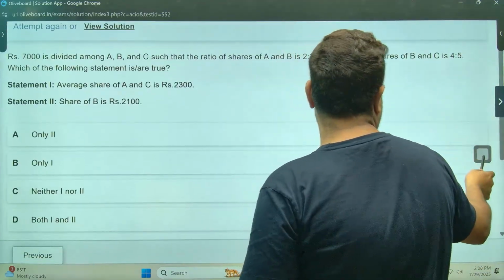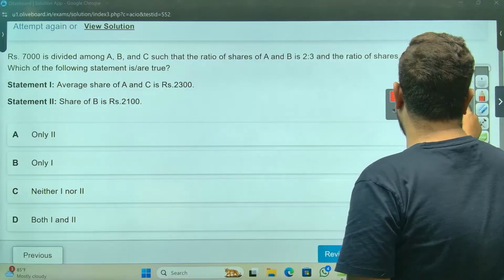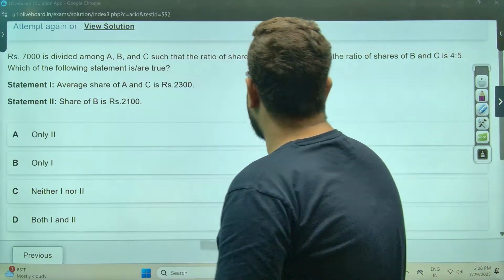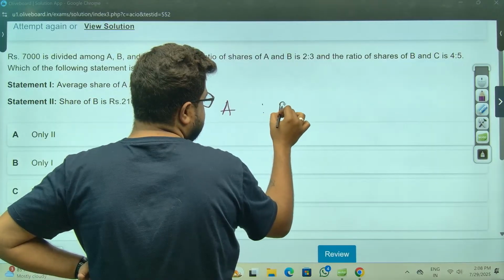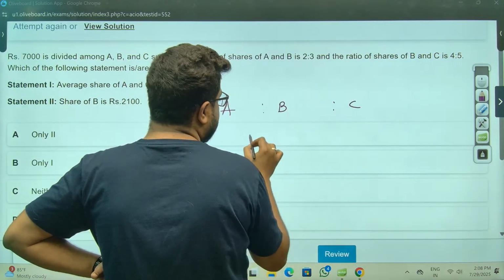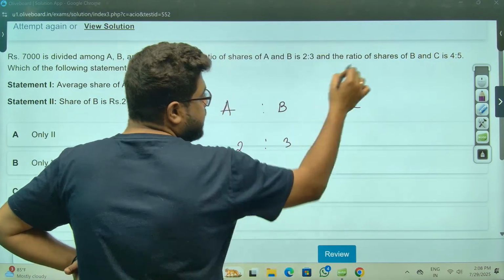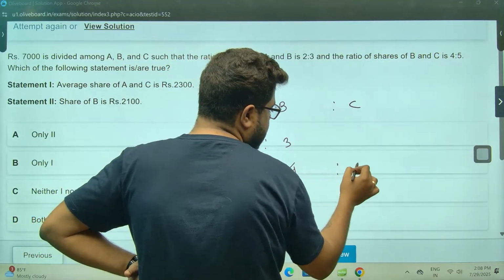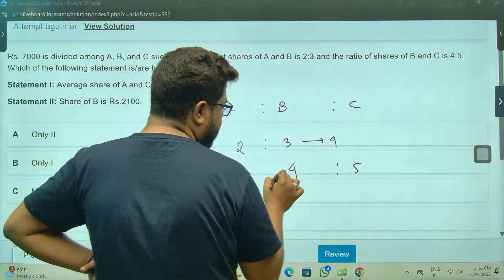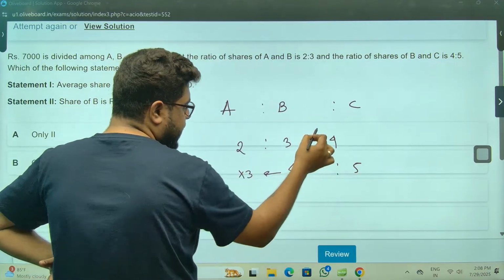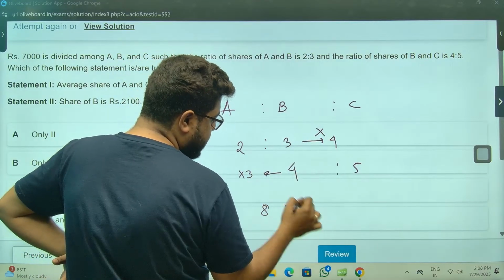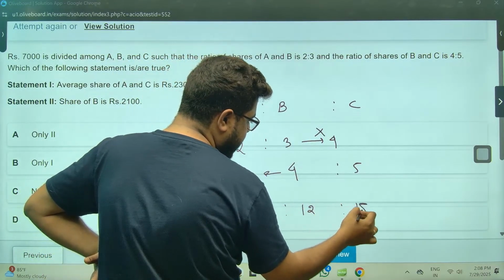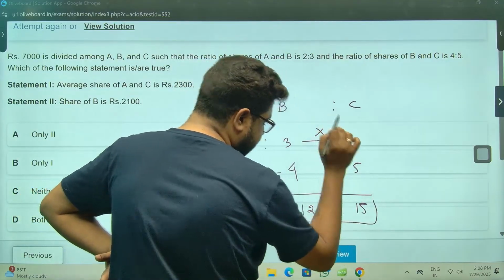Sir, 7,000 is divided among A, B, C. A and B, sir, 2:3. Okay, sir, it's a ratio question. Write down C as well. This is 2:3. B and C, sir. I told you, multiply this by 4, this by 3. So 4 2s are 8, 4 3s are 12, 3 4s are 12, 3 5s are 15. So this is the ratio of A, B, C.